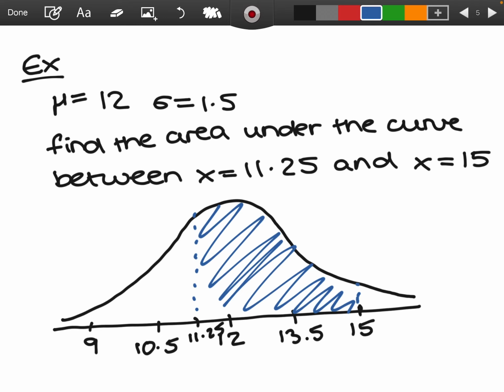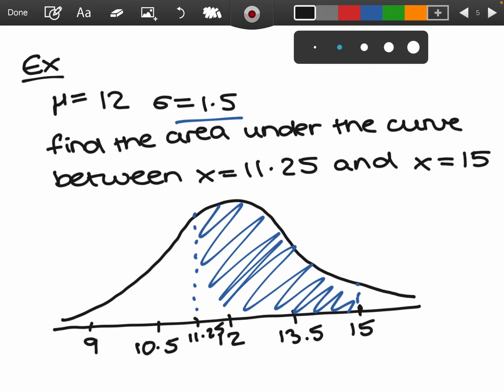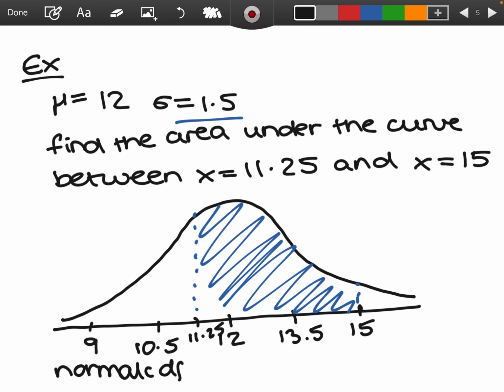11.25 is half of a standard deviation below the mean. It's 0.75, which is half of 1.5. So we're half of a standard deviation below the mean and two standard deviations above the mean. Now, like I said before, when you type this into your calculator, you can just use normal CDF.